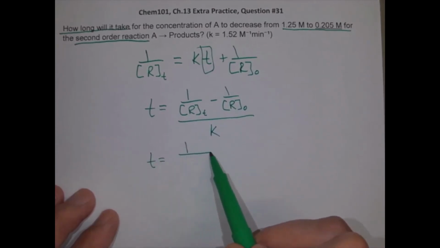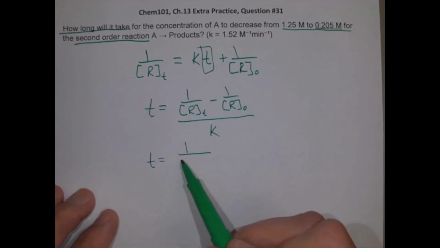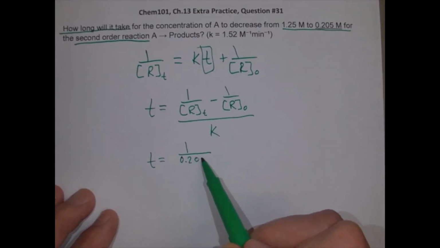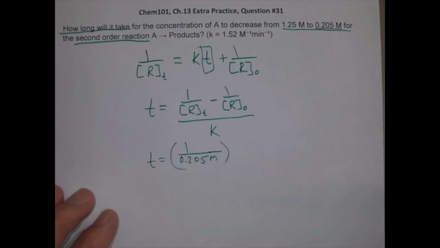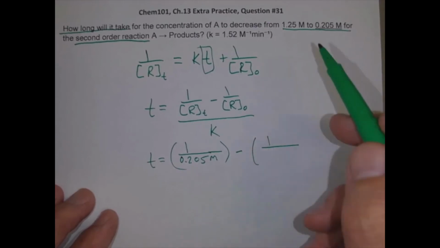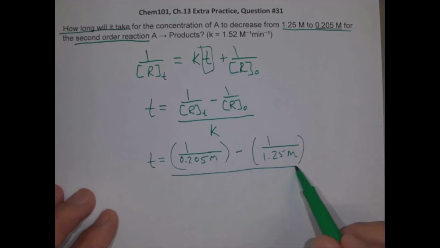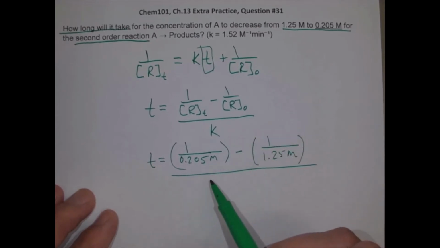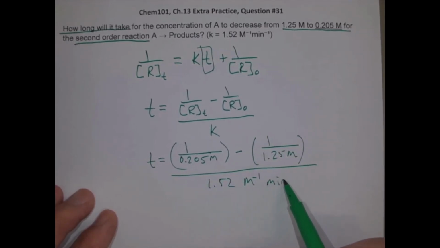Time is 1 over the concentration at a certain point in time, in my case 0.205 molar. Okay? Now remember, that's going to be a different number for you because it's one of those problems that can change one of the data points in the question for every individual. Subtract from that 1 over the initial reactant concentration, which was 1.25 molar. Okay, and we're going to divide that by the rate constant, which is 1.52 inverse molar inverse minute.